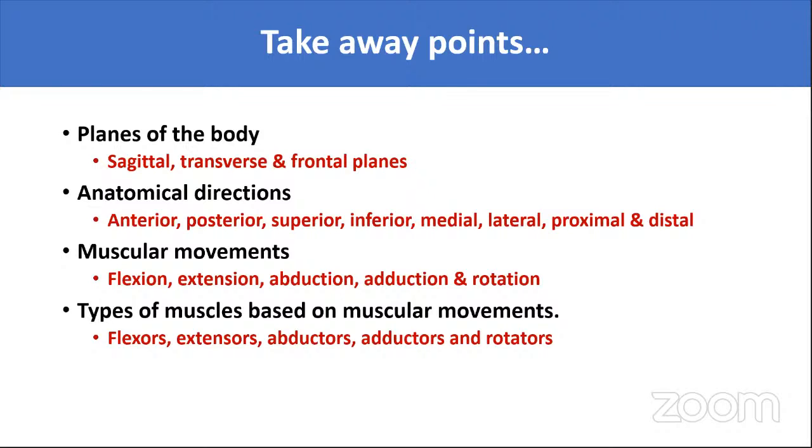So in my entire lecture, the takeaway points are, we have gone through the different planes of the body. Those are the sagittal, transverse, and the frontal planes. The anatomical directions that you have come across are the anterior, posterior, superior, inferior, medial, lateral, proximal, and distal. The muscular movements that you have studied in detail are flexion, extension, abduction, adduction, and rotation. And the muscles which bring about these types of movements are the flexors, extensors, abductors, adductors, and rotators.